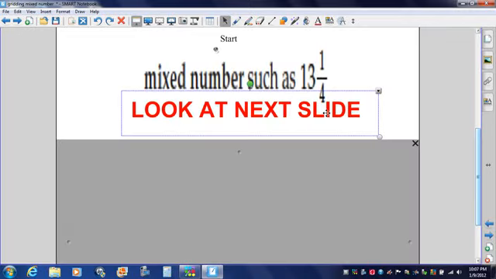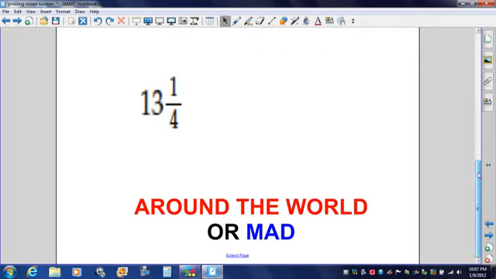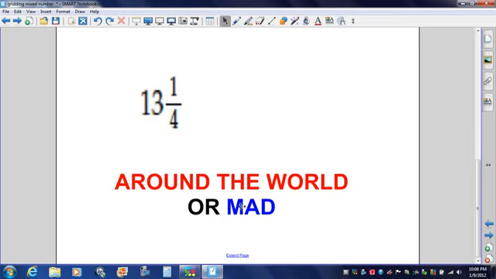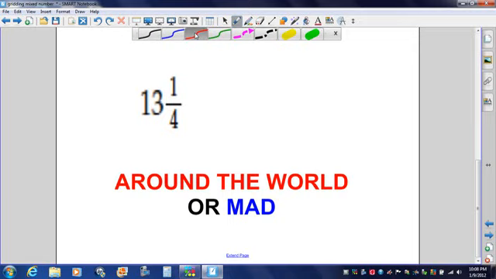So we have a couple of different ways to remember it. Here's our mixed number, 13 and 1/4. We can either remember it around the world, or we can remember MAD. For those of you that had the crazy math teacher in 6th grade, this will be a blast from the past. So let's do around the world. I'm going to take the 4, which is my denominator, and I'm going to multiply it by the whole number here. So I'm going to do 4 times 13.